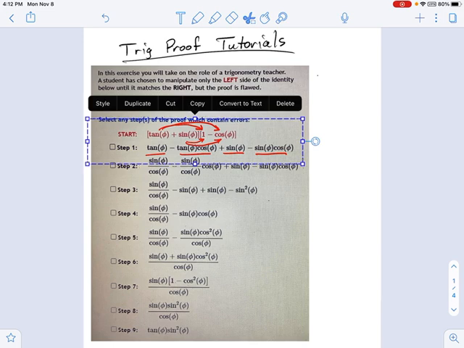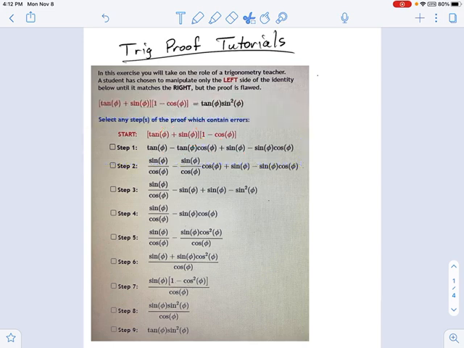That means we will not select that. Remember, we're selecting errors. Select any steps of the proof which contain errors. So that means if it's correct, you just leave it alone. Moving on to the next step.